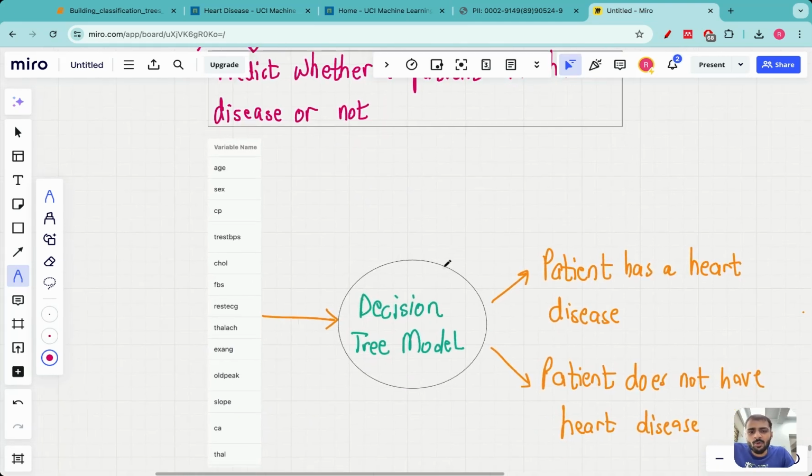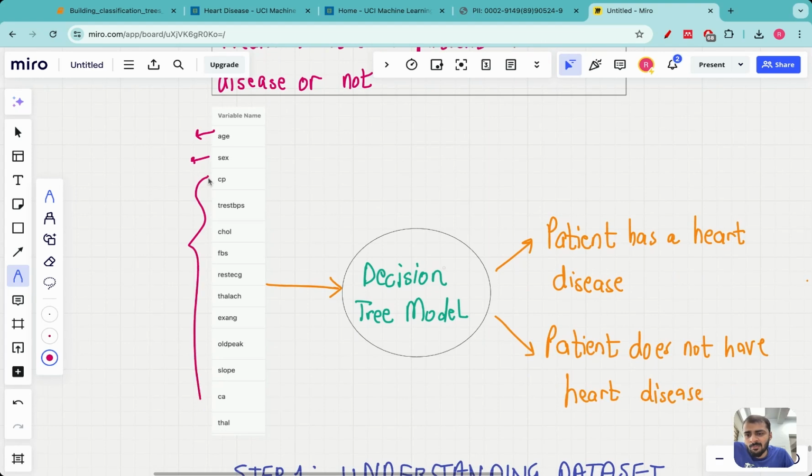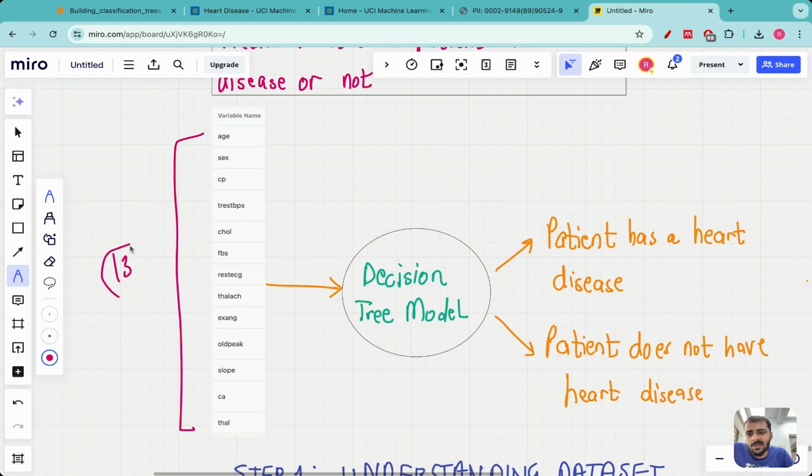But before that, I just want to explain to you the visual representation of the problem which we are trying to solve. Imagine a person. That person has many attributes such as age, what's their age, what's their sex, are they male, are they female, then a number of other attributes which we'll be coming to in a moment. But overall, if you count these number of attributes, there are 13. So let me count it: 1, 2, 3, 4, 5, 6, 7, 8, 9, 10, 11, 12, 13. There are 13 different attributes for every single patient which we are going to be looking at.